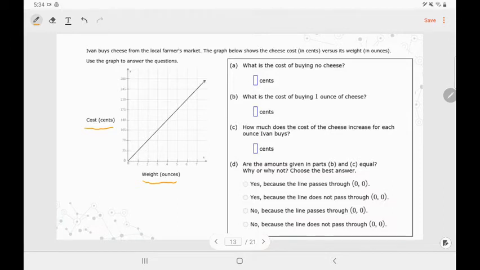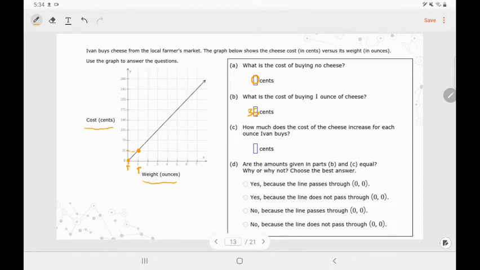So what is the cost of buying no cheese? Well, if I buy no cheese, that's 0 ounces of cheese. So 0 ounces of cheese, if I look on my straight line, it's right there. How much is the cost? 0 cents. What is the cost of buying 1 ounce of cheese? Here's 1 ounce. Here's where it is on my graph. And if I go over to the cost, that is 35 cents.